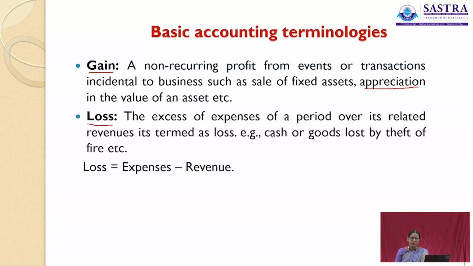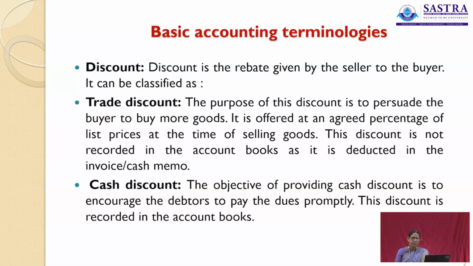Next is loss. Loss is the excess of expenses over its related revenues. So when your expenses exceed your revenue, it is called a loss. Then discount. Discount is a rebate given by the seller to the buyer. It can be classified as trade discount and cash discount. I'll tell you what cash discount and trade discount are.